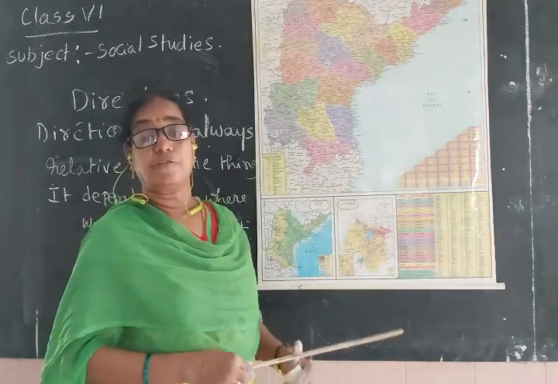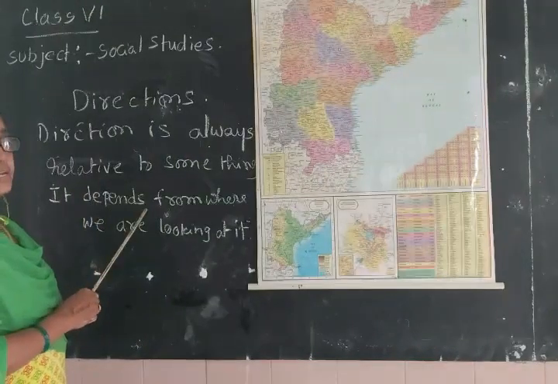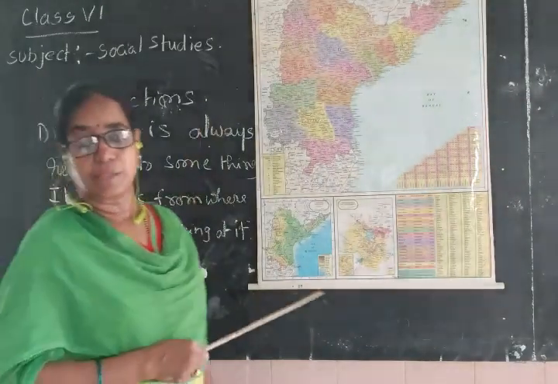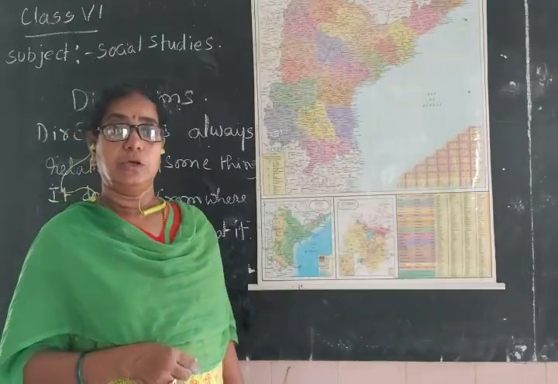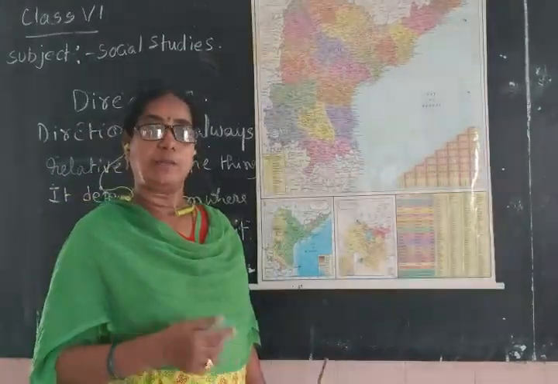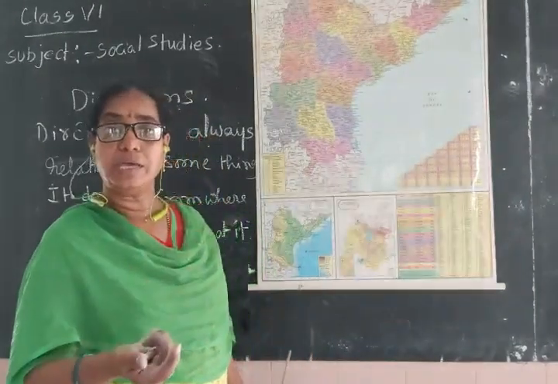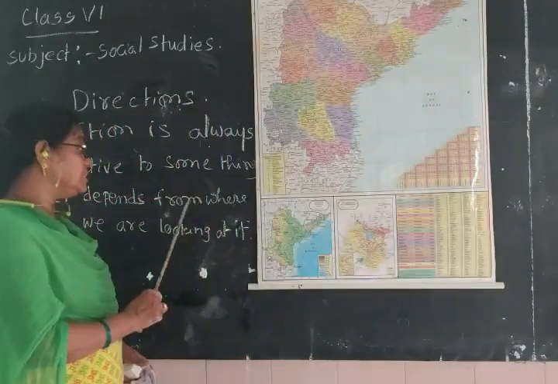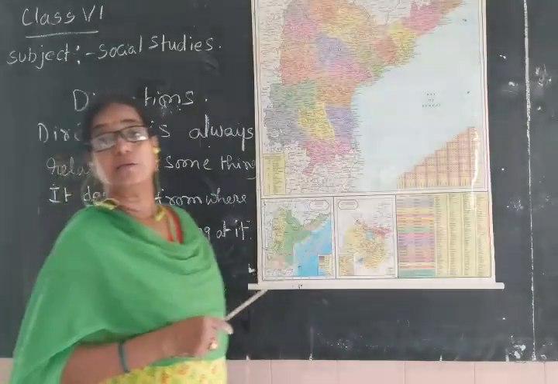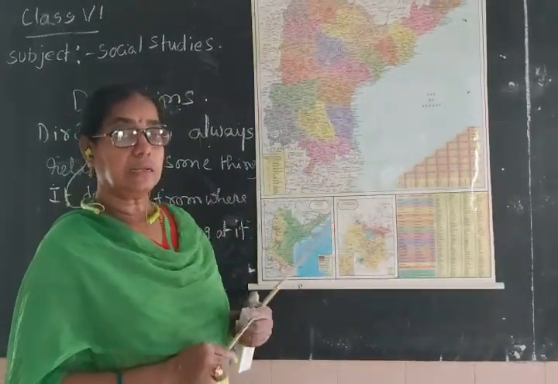So like that, the direction depends on from where we are looking at it. For example, if you wanted to come from your house, while you are coming the direction is, for example, east. While you are going, the direction changes. So direction always changes with where we are starting from. Okay, so that is direction.